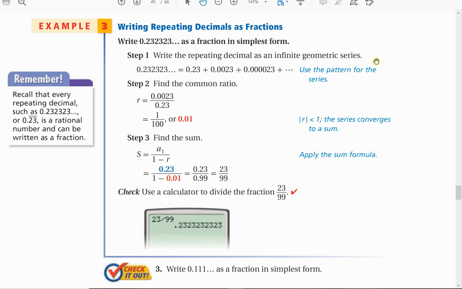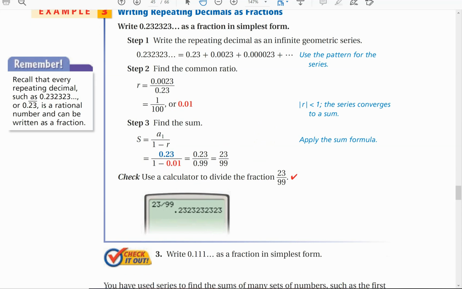So if we write this out as a series, it's 0.23 plus 0.0023 plus 0.000023, right? So the ratio here is 1/100th, or 0.01. So we can get 0.23 divided by 1 minus 0.01, or 0.23 divided by 0.99, or 23/99. So when you have two decimals repeating, it's probably 99ths. Probably.